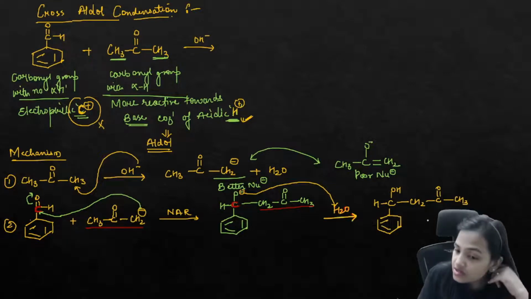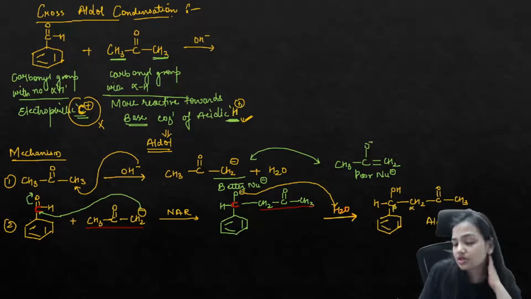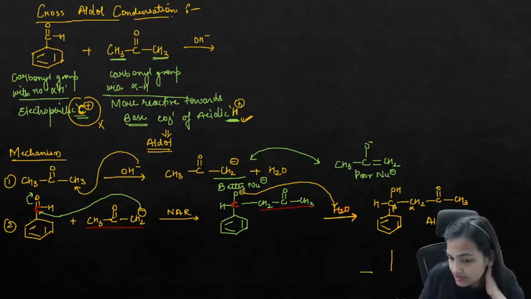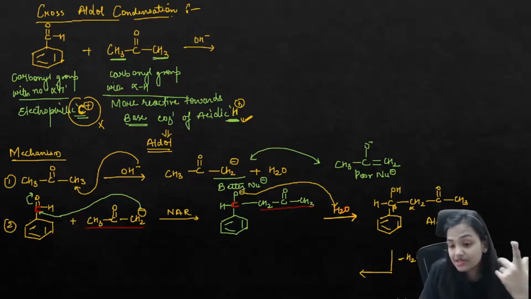Now this is what? Aldol. Why is this aldol? Because this is alpha, beta, beta hydroxyl carbonyl compounds are aldol. Now from this aldol, because there is one more acidic hydrogen, we can do the elimination of water because we have one more acidic hydrogen.